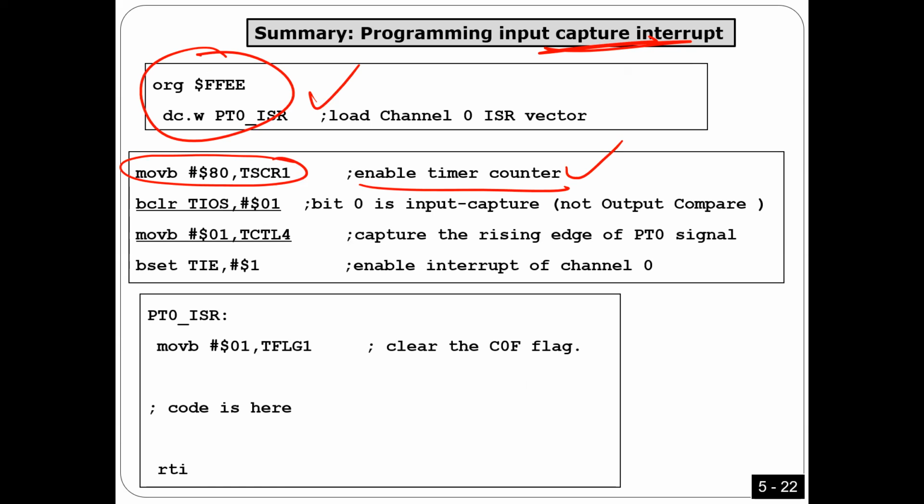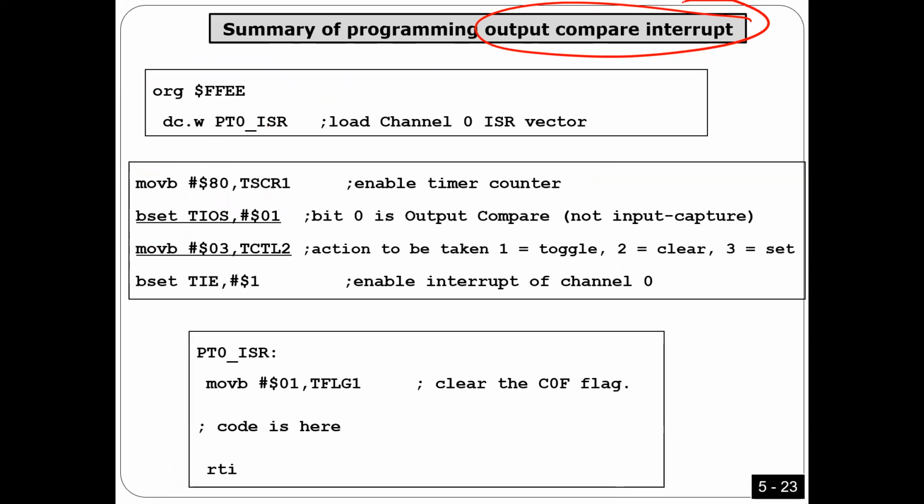As I explained to you before. Number 2, then you remember TIOS. This one you have to select. This is channel 0. I have to select it input capture, not output compare. Okay, I told you there is one register TIOS. This one can control if you want to select this channel to act as input capture or output compare. Here I'm gonna say bit clear because I want to put 0, because 0 is gonna make it input capture. However, when I come to output compare, I'm gonna use bit set. Why are you using bit set?